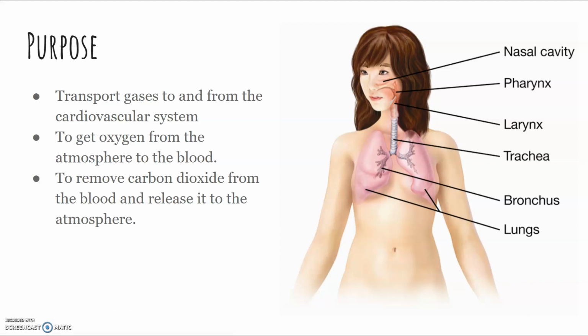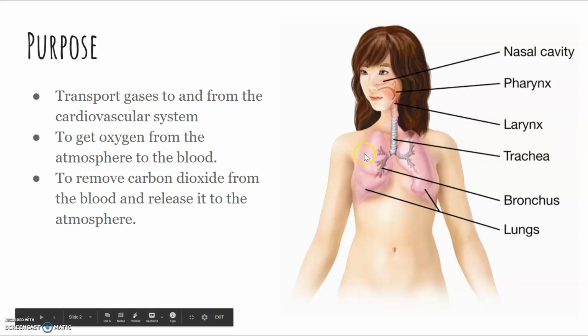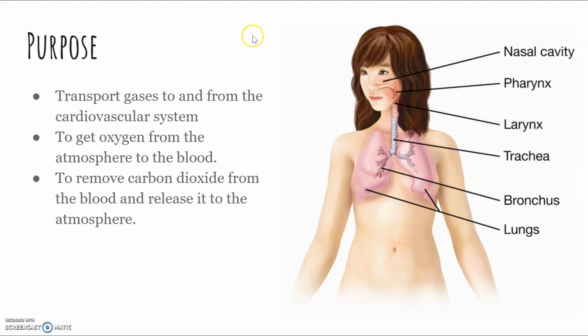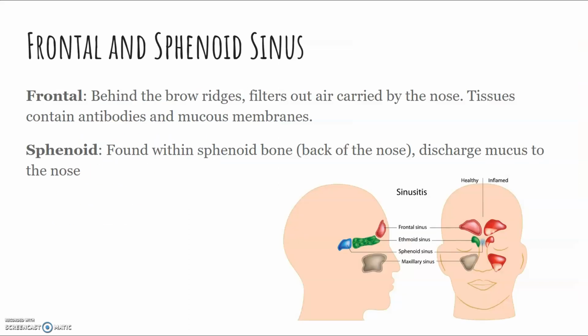All right, purpose. So again, transporting gases to and from the cardiovascular system. It completely links up with our last system: getting oxygen from the atmosphere to the blood and removing carbon dioxide. So we're going to be taking a look at the main groups of structures here: how we take in air and get rid of carbon dioxide. Again, this directly relates to the cardiovascular system, since your heart is the one moving these materials around, bringing blood to the lungs to grab that oxygen and then get rid of the carbon dioxide.